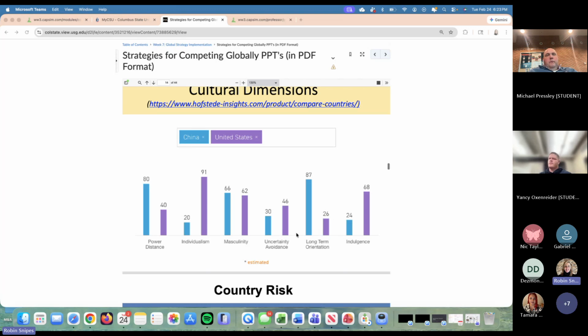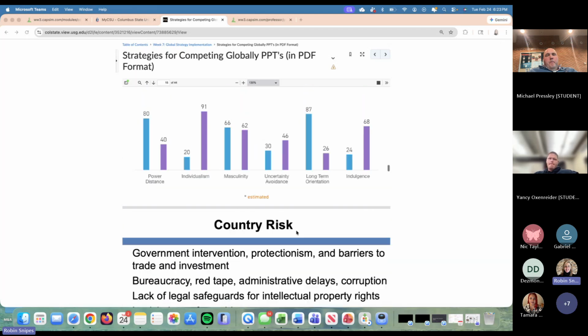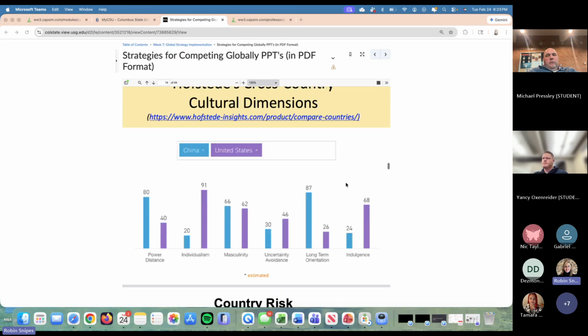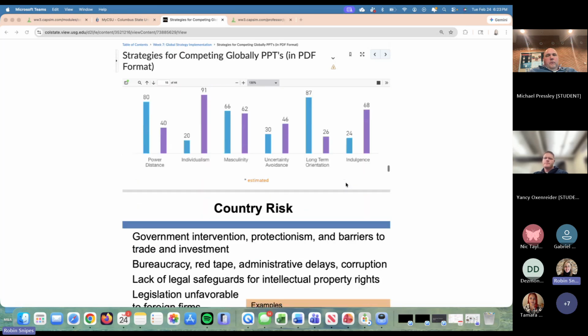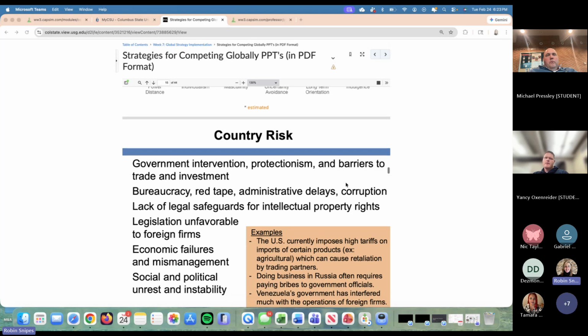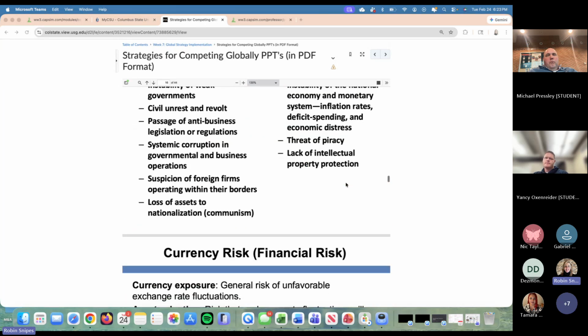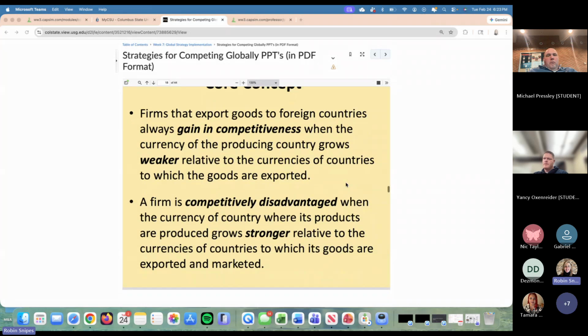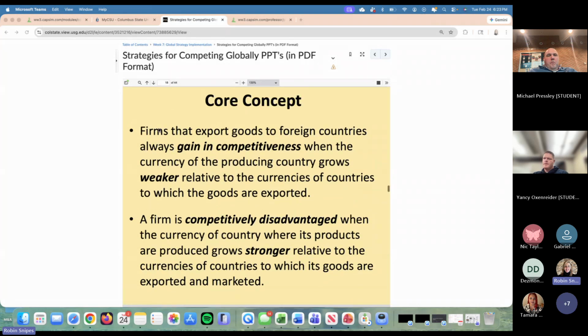I wanted to point that out because I'm not sure if there are other classes that really mention Hofstede. You told me marketing does, that's good, but I'm not sure about others. And so we go over the different types of risk, and I give you some examples there.